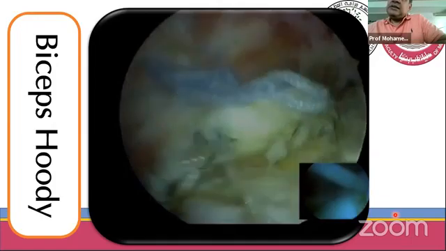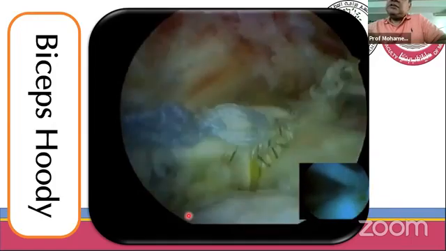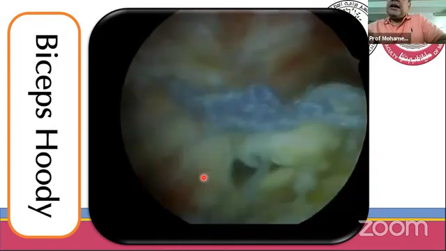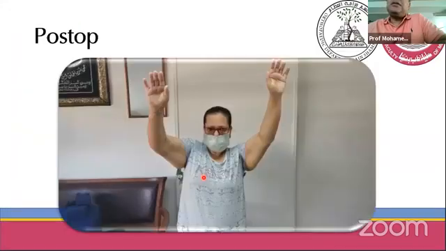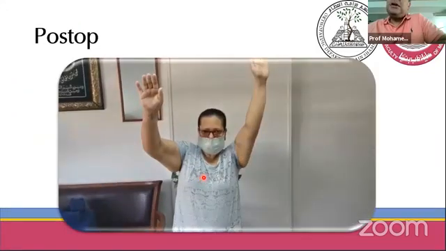And this is the situation now. But still, I had doubt with this partial repair with superior capsular reconstruction with the long head of biceps. I had doubt that the patient would do well, but this is 2 months post-operative.